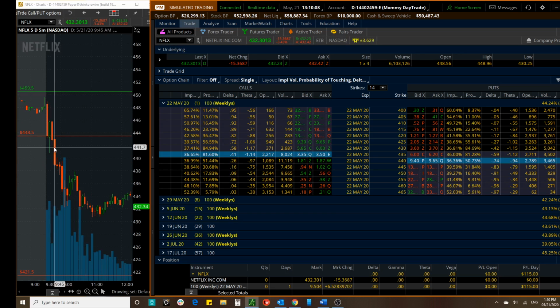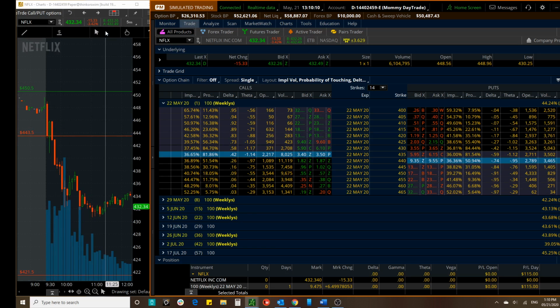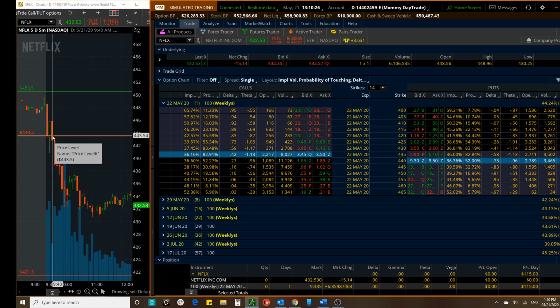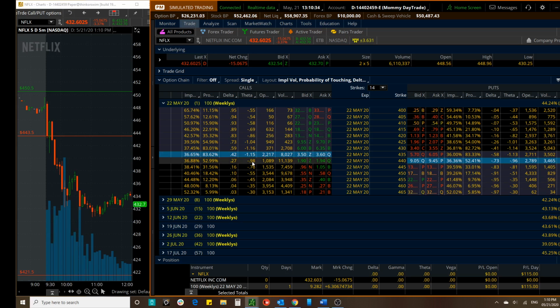So when the market opens, it will wait for our 5 minute candle to close below 443.5. In this candle, the close was below 443.5. So as soon as this 5 minute candle gets closed, on the opening of the next candle it will execute our order. So I will show you.